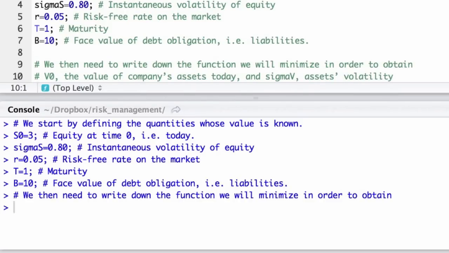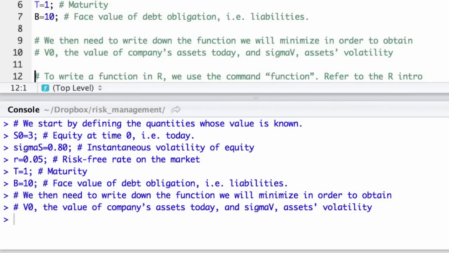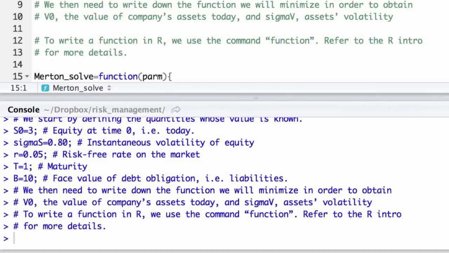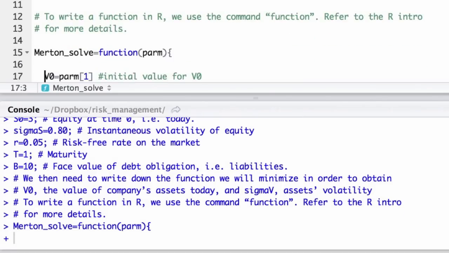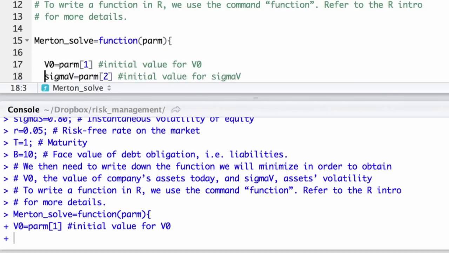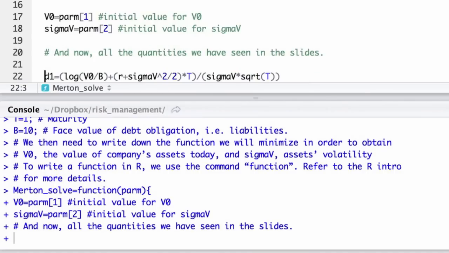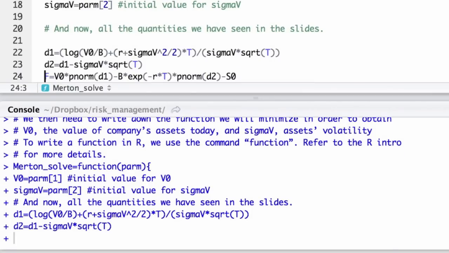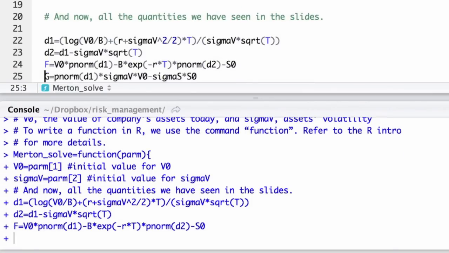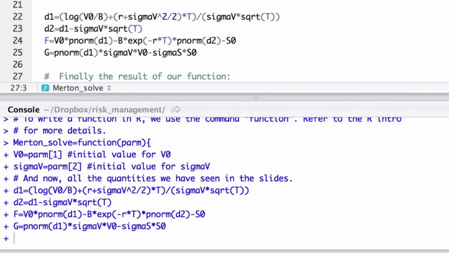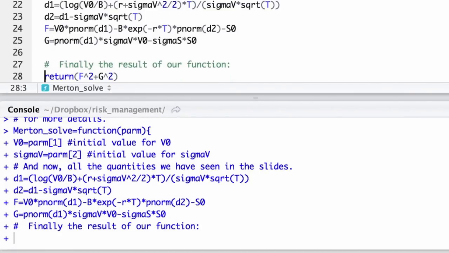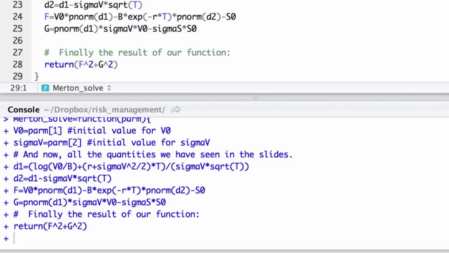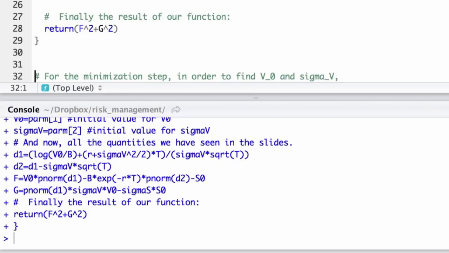We then define the function that we minimize in order to obtain V0, the value of the company's assets today, and sigma V, assets volatility. This function is available in the materials of the course, and I will not enter into much detail here. However, remember that you can always ask for help in the forum. In the function, we necessarily define all the quantities of interest, D1, D2, f, and g, and then we define the function that we want to minimize, f to the power 2 plus g to the power 2.